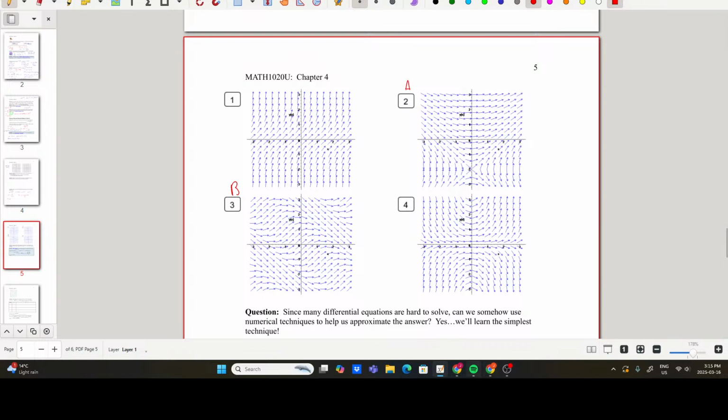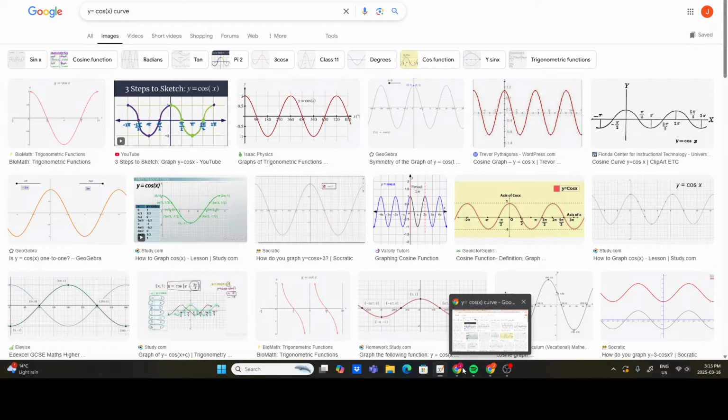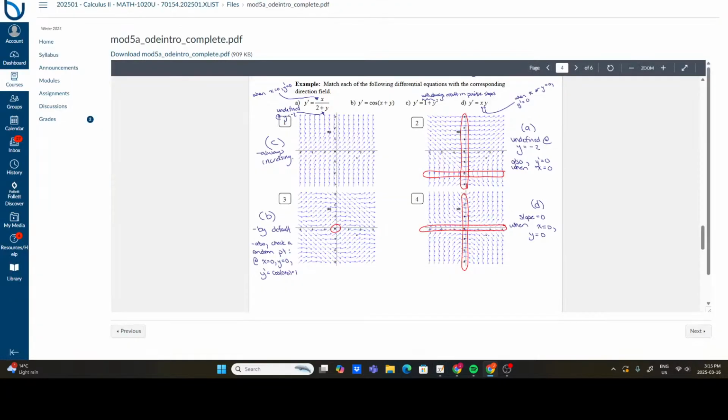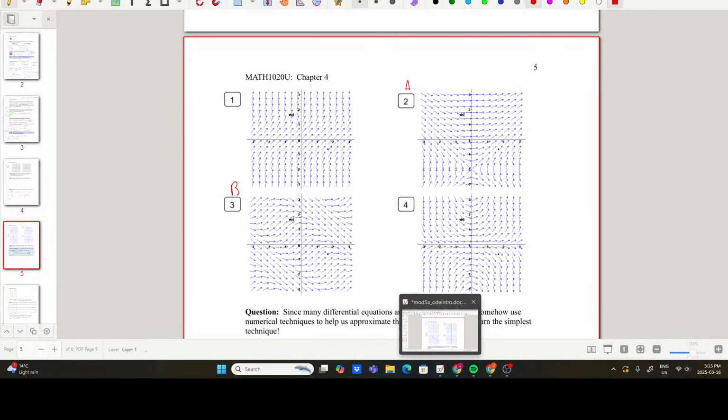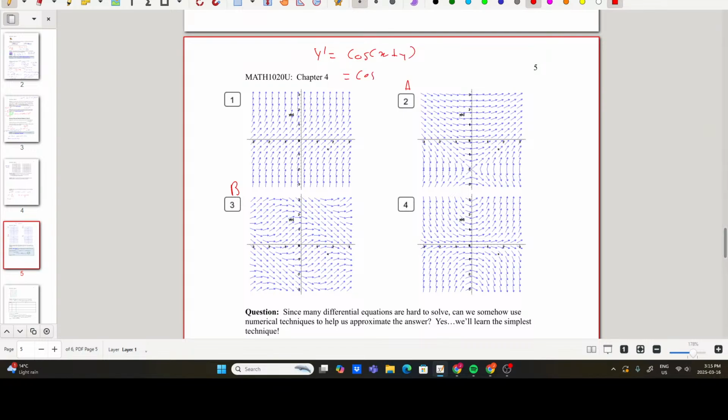Let's see. Yeah, it's B. You can see that. Oh yeah, that's really smart to do. If we have y prime equals cos of x plus y, let's say both our x and y are a value of 1. So let's look at 0, 0. Cos 0. Well, let me see how they do it here.